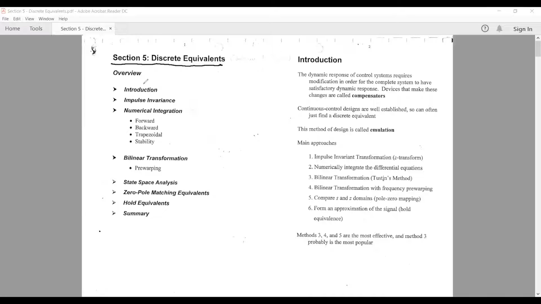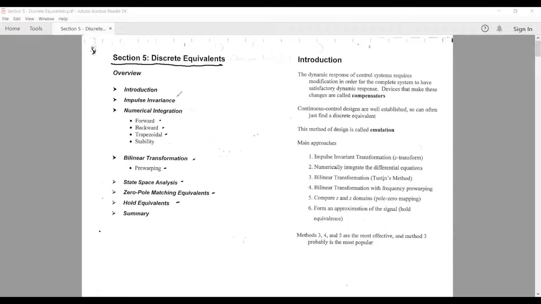So an overview of what we are going to look at: introduction, which is what I have described just now, impulse invariance method, numerical integration method, and we are going to look at forward, backward, trapezoidal, and the stability of these methods. We're going to look at bilinear transformation and a concept called pre-warping. I will also look at state space analysis, pole zero matching equivalence, hold equivalence, and then a summary.